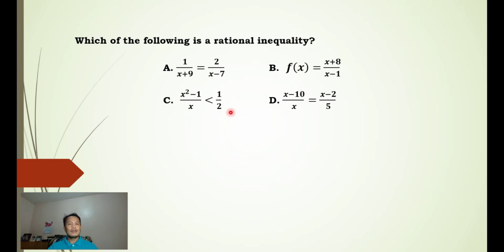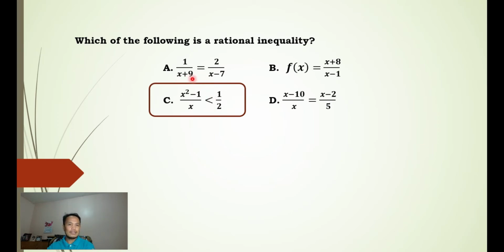So, once one of these symbols is used, it is already called a rational inequality. Of course, both sides of the mathematical sentence involve, or not really both sides, involve a fraction. So, the correct answer is letter C. So, all you need to remember in rational inequality is that we only use less than, greater than, less than or equal to, greater than or equal to.